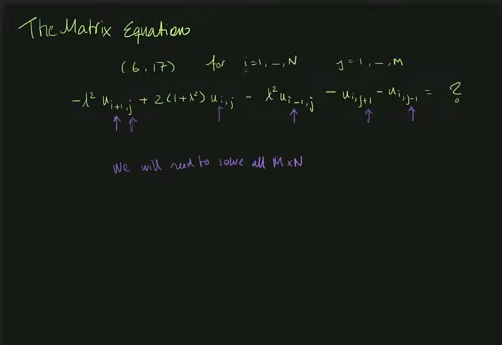So for each i and j we fix, this will be a specific equation, and i can go from 1 to n and j can go from 1 to m. So we actually have m times n equations, and if we want to solve these equations, we will need to solve all m times n equations in one go. So we have to solve them at once. And this calls for a matrix equation.